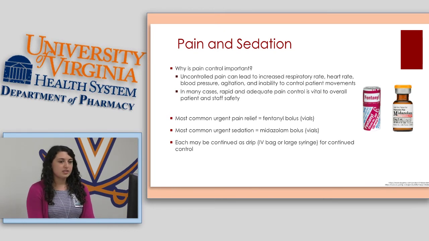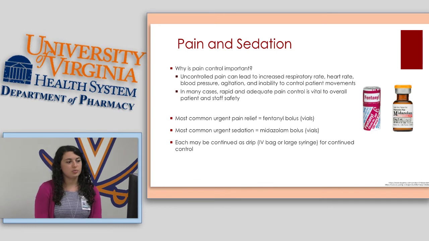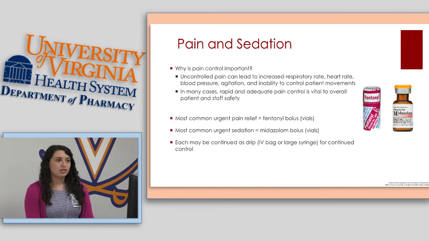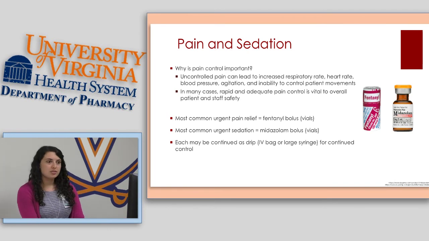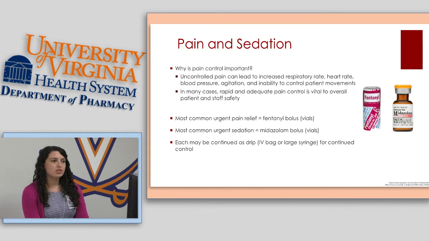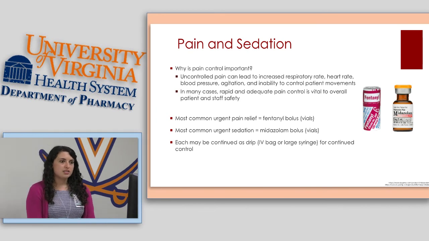Both of these are often continued as a drip, which would be in an IV bag or a large syringe, though based on shortage situations it may be supplied differently. These can be used for continued control, but the most urgently needed would be at least the vials, because if we need the drip but have to wait a little longer, we can always continue to give bolus doses in the meantime while we wait for the continuous drip to start.